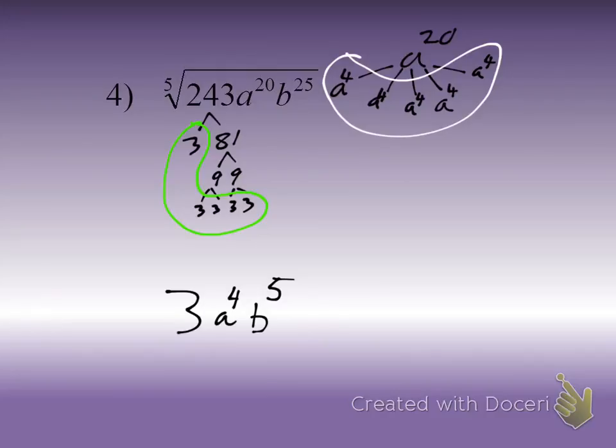So your numbers, your legit numbers, you have to break up with factor trees. Your variables, you can take the exponent divided by the index and get the answer that way. All right? Everybody good so far? All right.